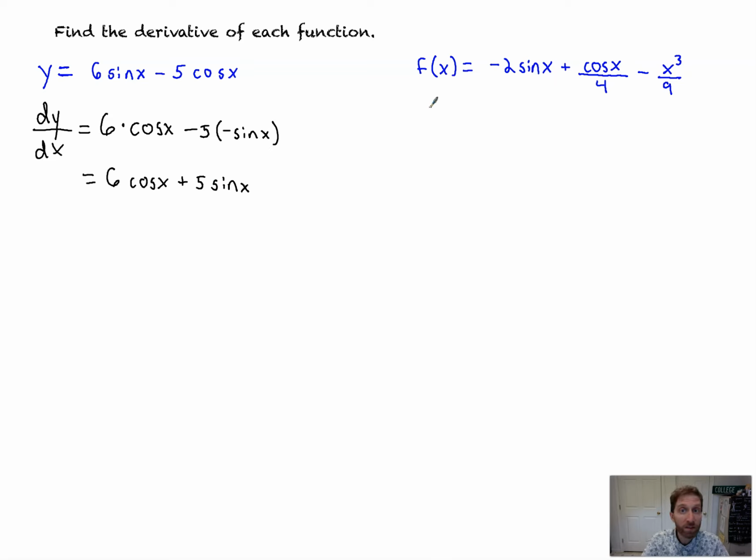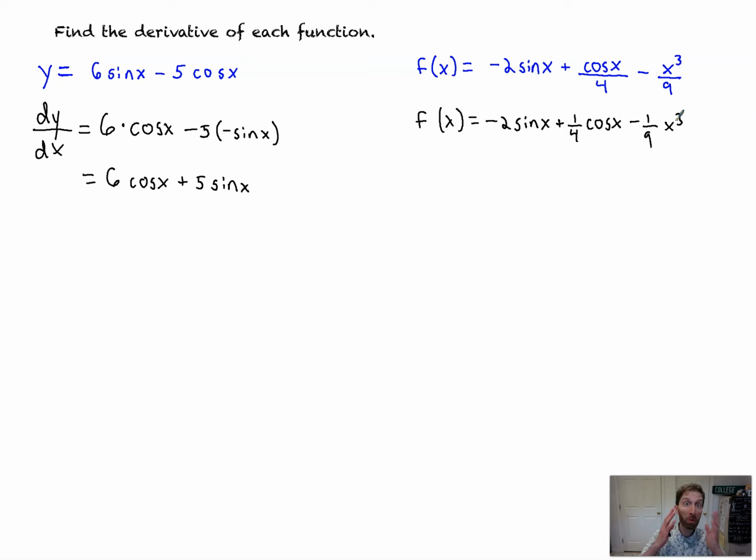Well, now, let's jump into the next one. We're going to take a derivative. F prime of x. Well, you've got minus 2 just hanging out. Now, actually, you know what I'm going to do? I noticed that this is a little bit wonky. So before we take the derivative, I'm going to just rewrite this so that we're ready to rock and roll with the derivative, just like we did the rewrites in a previous video. So negative 2 sine x plus, that's the same as 1/4 cosine x, minus 1/9 x cubed.